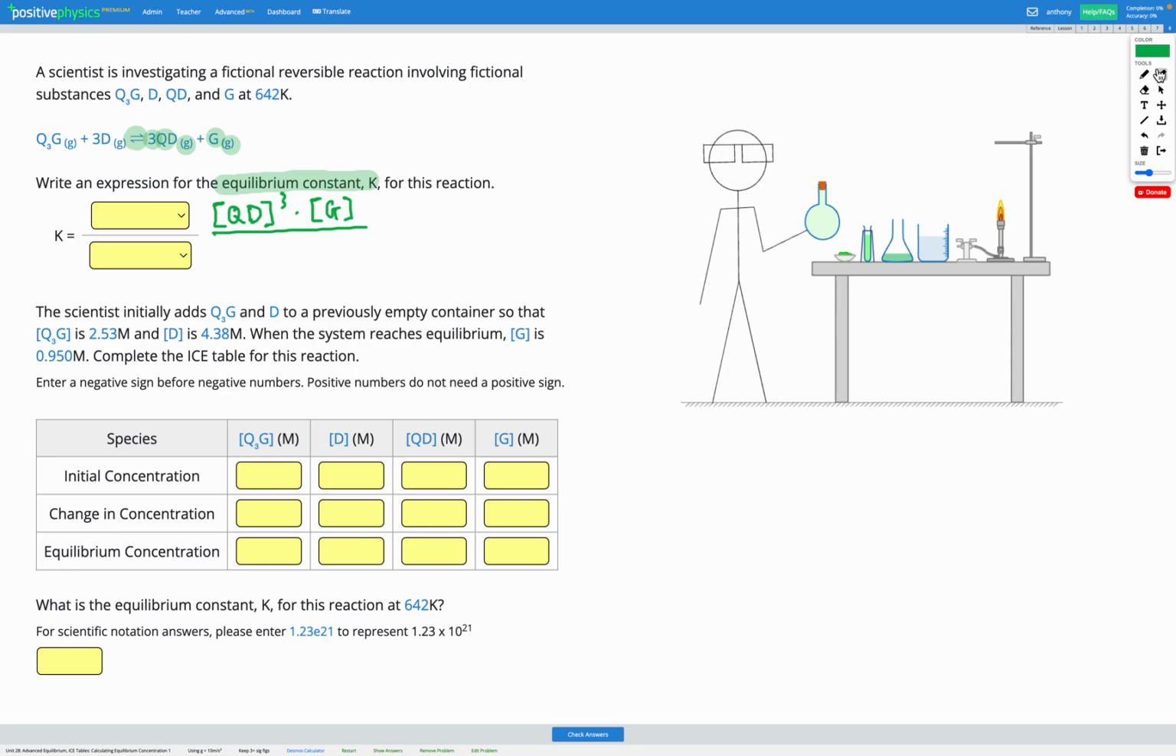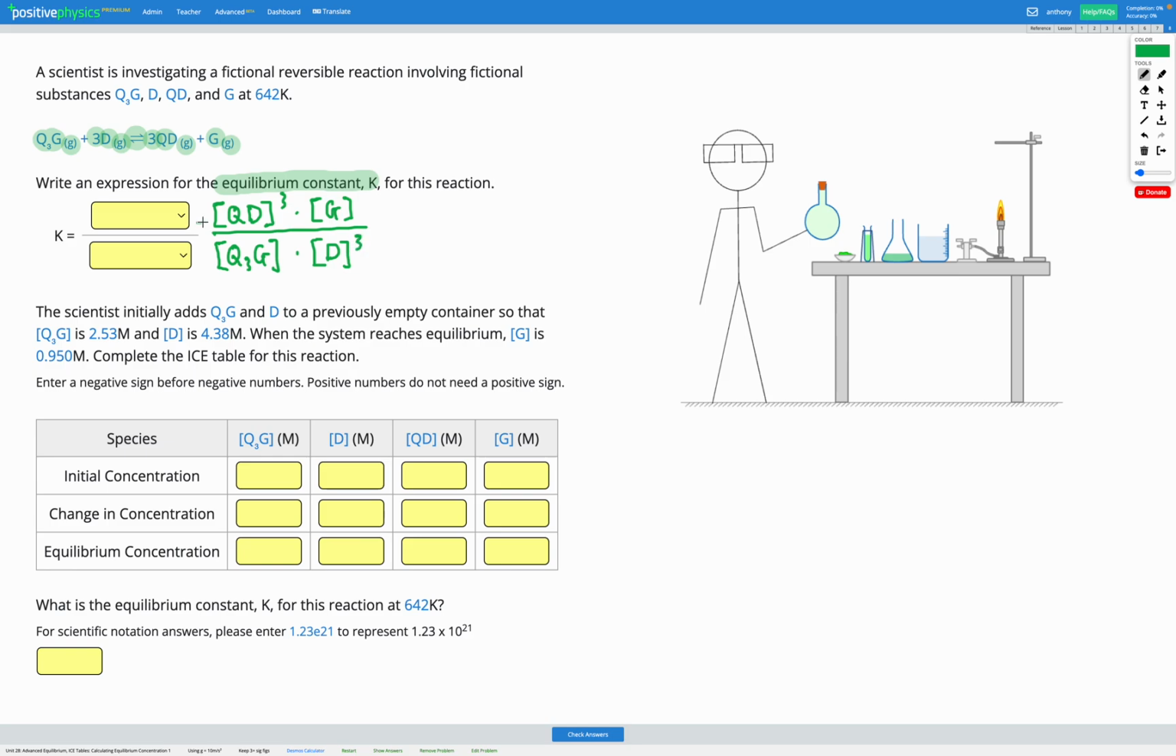in our reactants, we've got Q3G. Again, it's a gas, so it can appear in our equilibrium constant expression. Again, it has a coefficient of 1. So we're going to have Q3G. That's to the power of 1, but to the power of 1 is the same as just the thing itself. And we're going to multiply that by, for D, which is also a gas, so it can appear in the equilibrium constant, coefficient of 3, so it'll be to the power of 3. So here we've got the concentration of D to the power of 3.